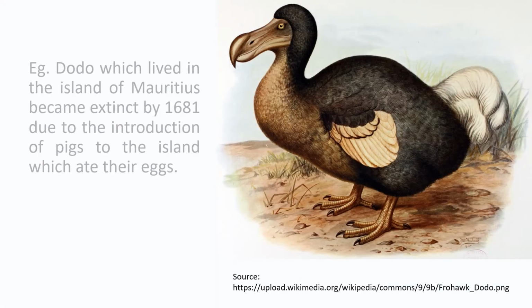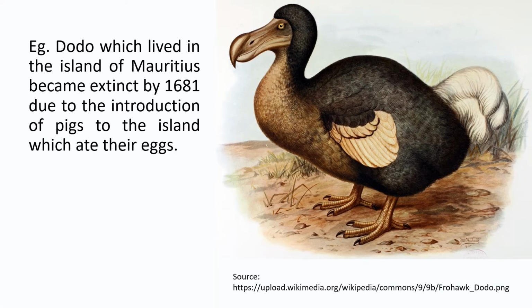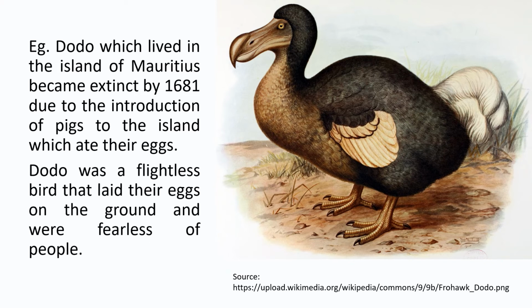For example, you can see in this photograph the dodo, which lived on the island of Mauritius, and this bird became extinct by 1681 due to the introduction of pigs to the island, which ate their eggs. The dodo is a flightless bird that lays its eggs on the ground, and it is fearless of people also. So, in an island system where the habitats are physically limited, the survival of the native species becomes a constraint, as it is not able to adapt to the new predator.